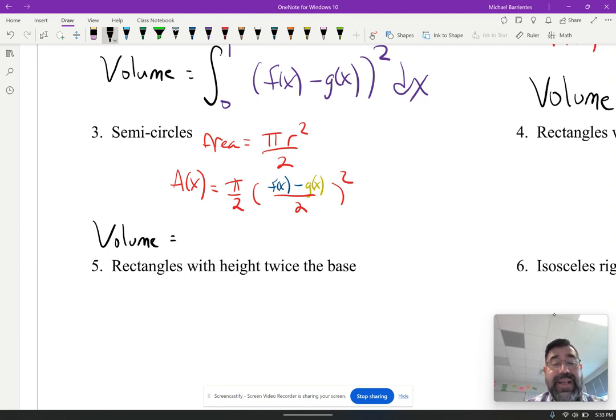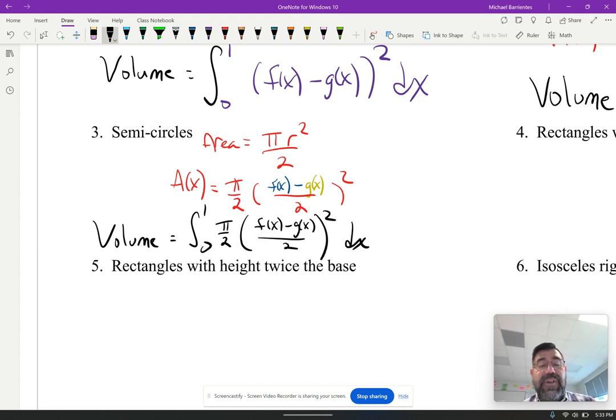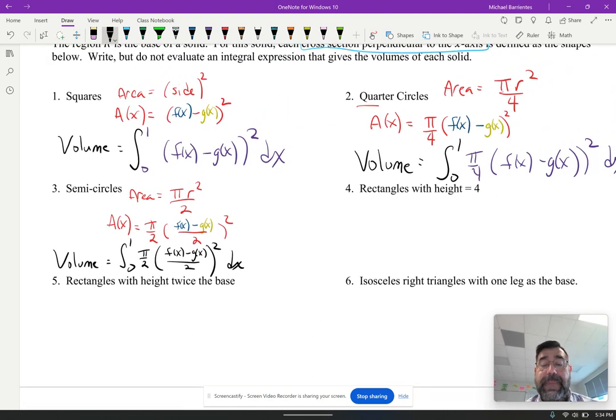If I were you, I would not simplify anything. I would just say the integral from 0 to 1 of pi over 2 times (f of x minus g of x, everything divided by 2) squared dx. If you look closely, the formula for the area of a semicircle is right here, pi over 2 radius squared. And you're done with that. So far, so good, right?